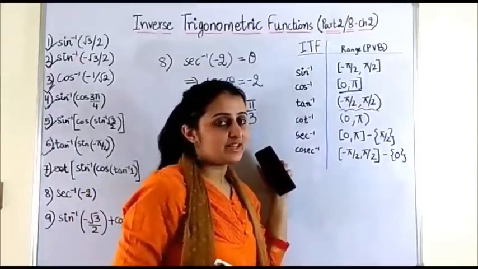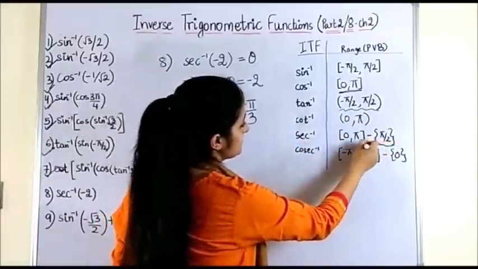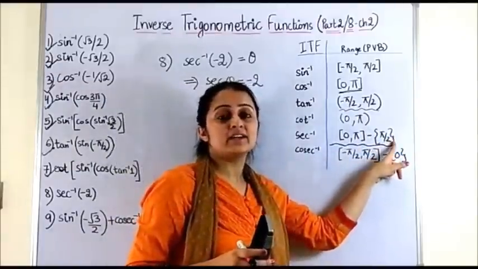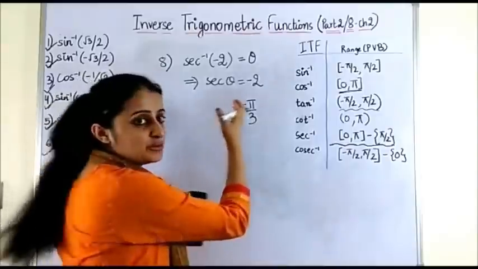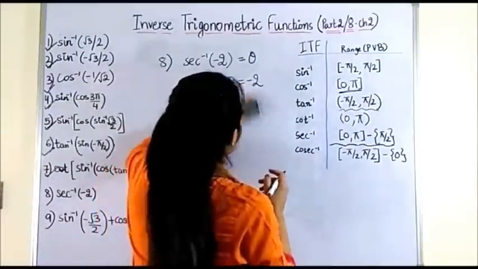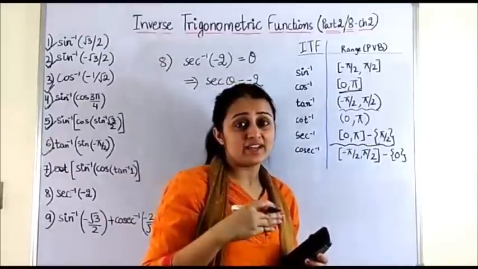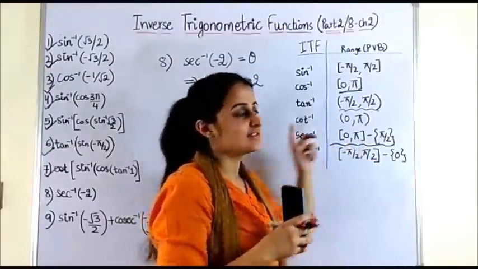So if I say it's minus pi by 3, you can question and say, well, that is wrong. Why? Because secant inverse has 0 to pi, minus the singleton pi by 2, as its PVB. So that means we have to do something else. It's as simple as that: you have to bring it back to the second quadrant, since this is lying only in the first and second quadrants.